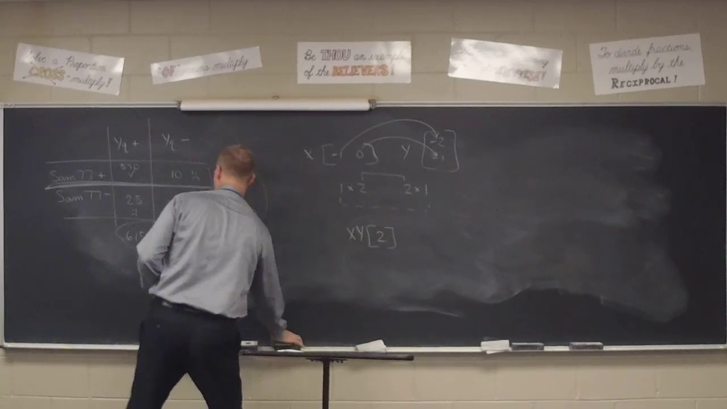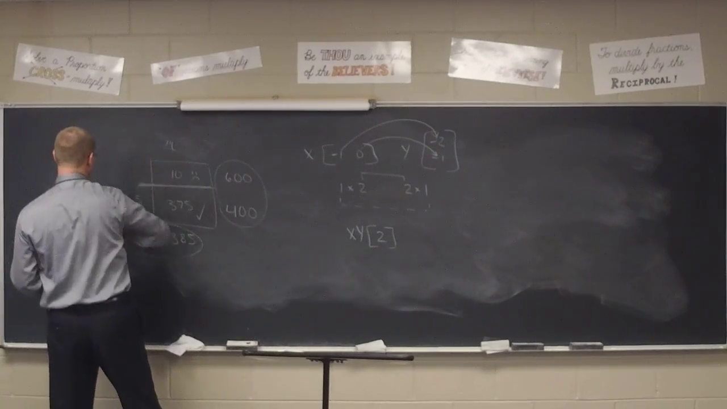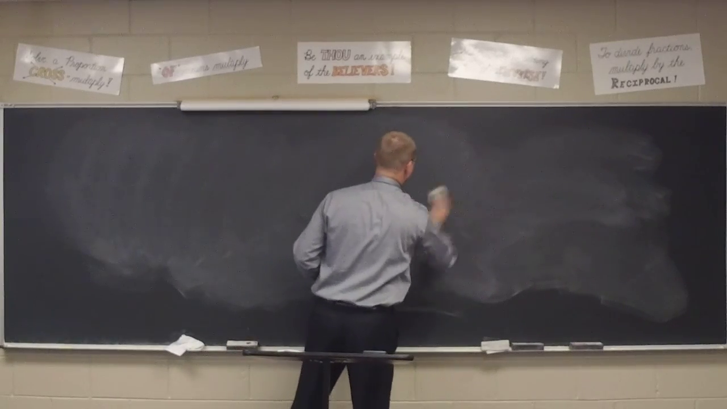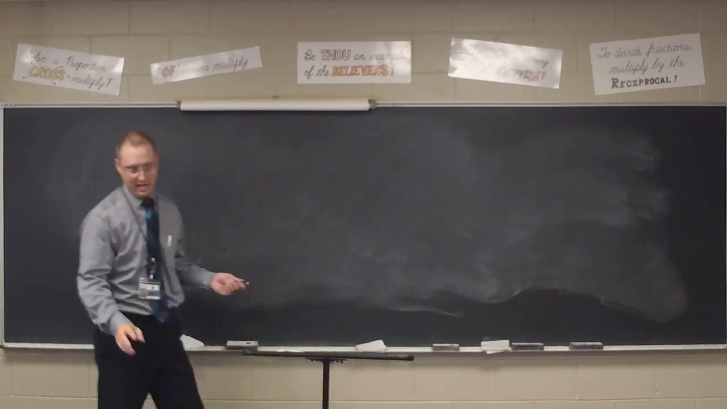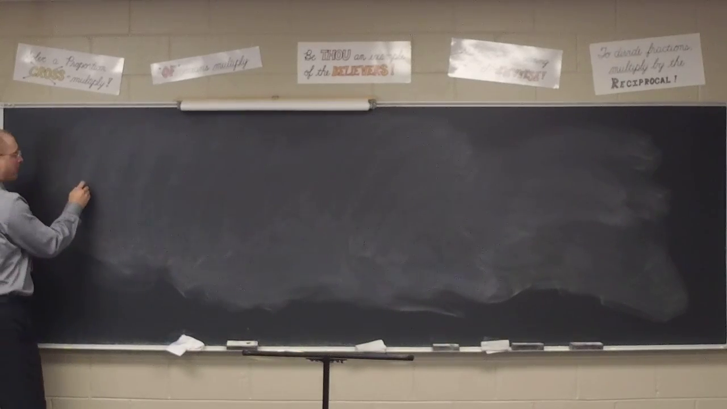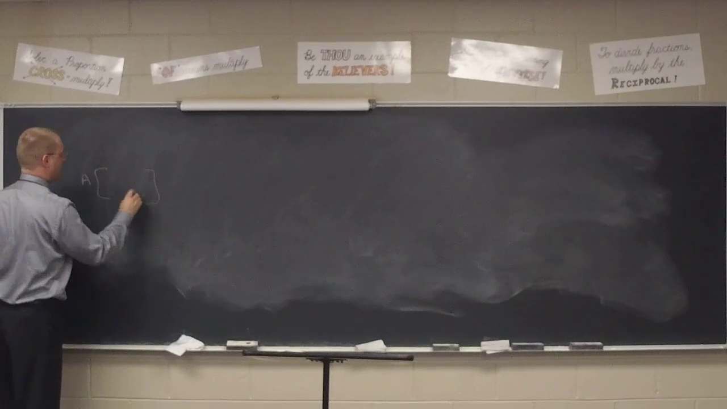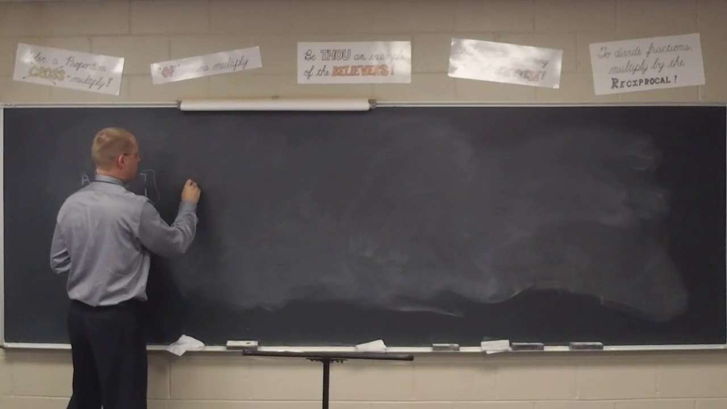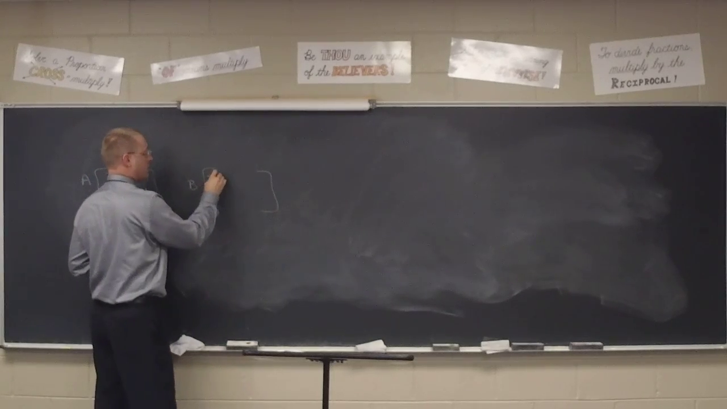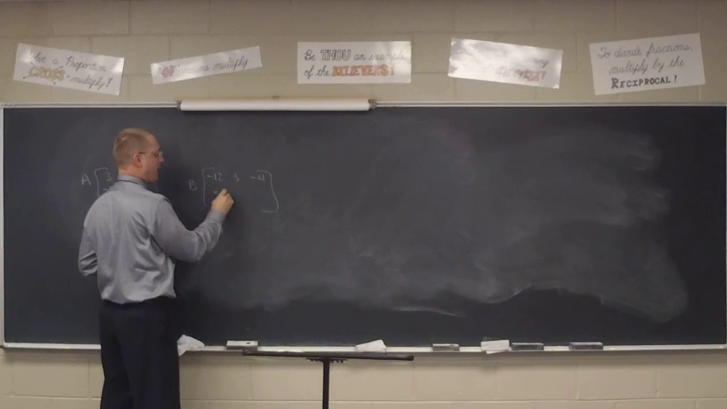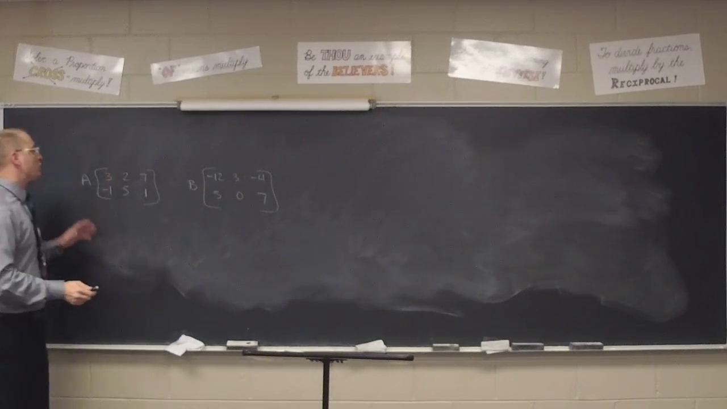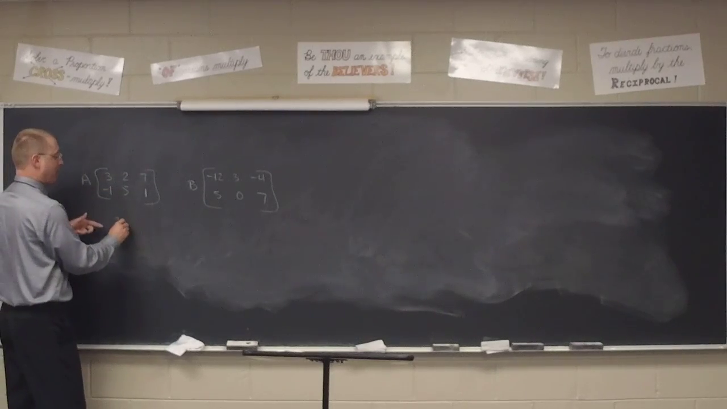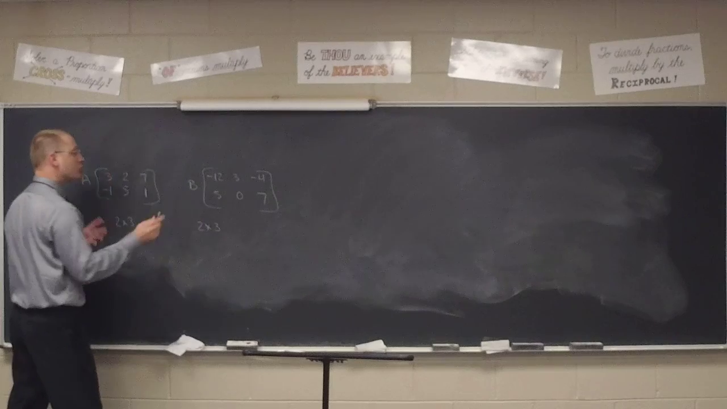Now, let's do a quick refresher here, because it's been a while. Now, granted, you're probably going to only have one matrix problem on the entire test, so I don't want to belabor this too bad. But if I had matrix A, and let's say matrix A was 3, 2, 7, -1, 5, 1. And let's say matrix B was -12, 3, -4, 5, 0, 7. To add matrices, they have to be exactly the same size. So these are both 2 row by 3 column matrices, so we can add them.